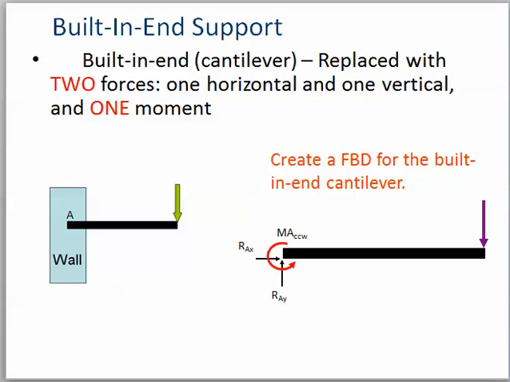Built-in support, a cantilever, is replaced with two forces, one horizontal and one vertical, and one moment. Whenever we have a cantilever, we're also going to have a moment. Notice in this case our moment, especially with some type of load over here.